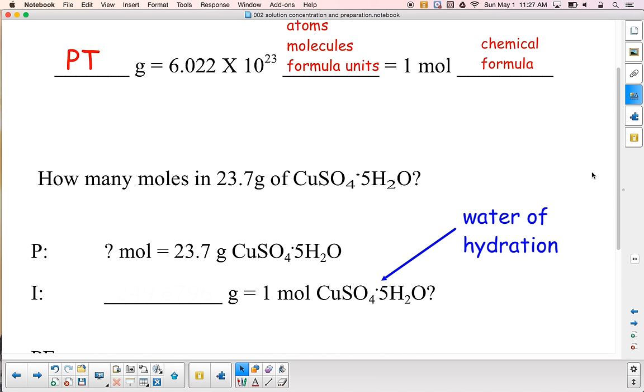So when we calculate the molar mass for CuSO4.5H2O, we have to do the mass of a copper, plus the mass of a sulfur, plus the mass of 4 oxygens, plus the mass of 10 hydrogens, plus the mass of 5 more oxygens. If you take the time with your periodic table to add up all these parts and pieces, you find out that the molar mass for CuSO4.5H2O is 249.6796 grams per mole. The only thing the water did here was make the molar mass a little bit bigger.